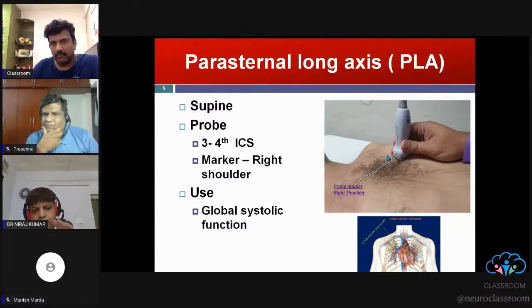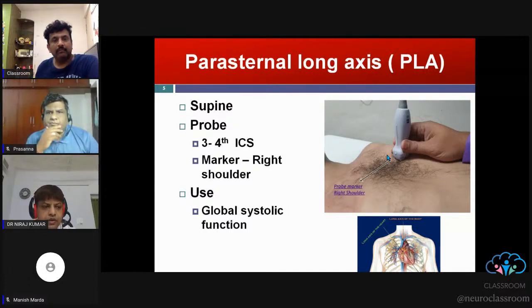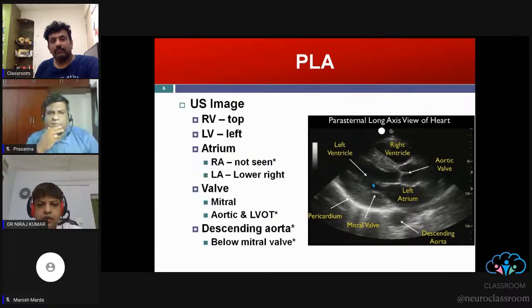But the thing is that whatever convention you are using, you have to obtain the same image. The image should be the same on the screen so that everyone can interpret it, a uniform thing. So you are seeing the longitudinal axis of the heart. That is the view you will obtain here. So that was the image acquisition, and now we are going to describe this.